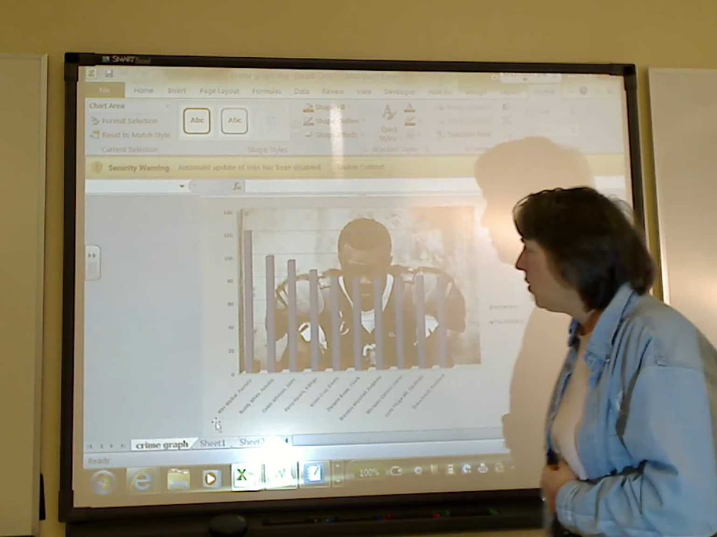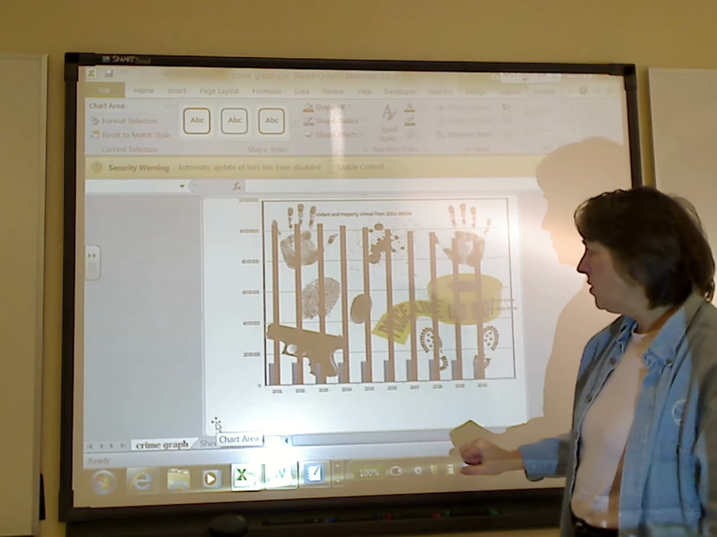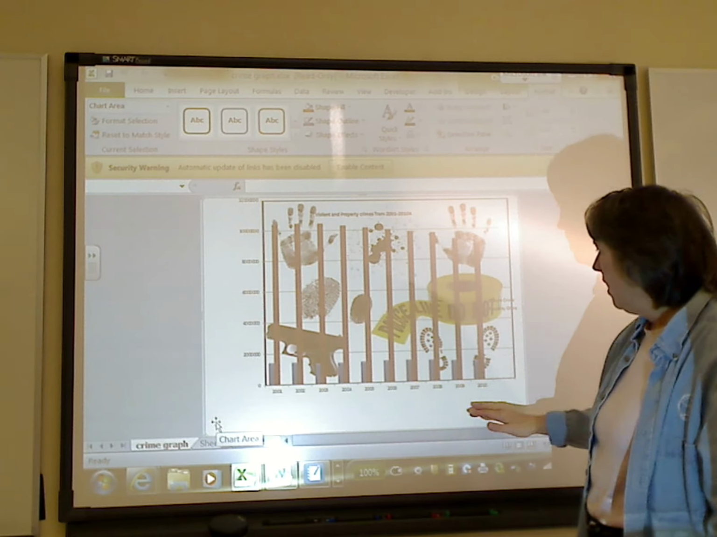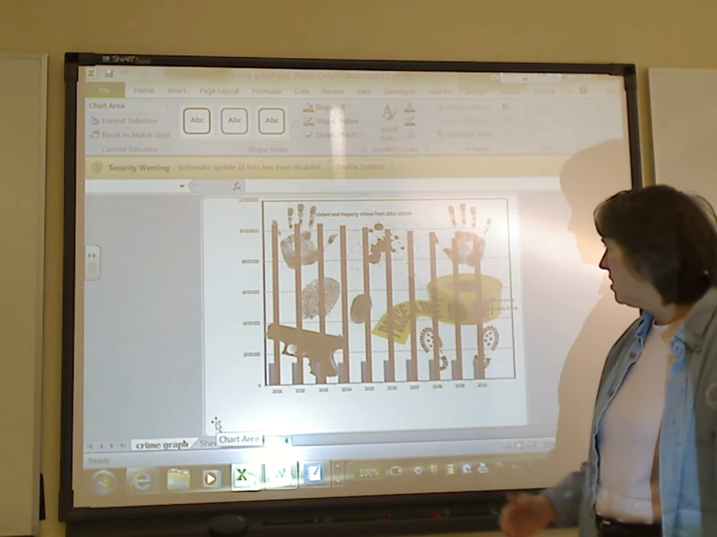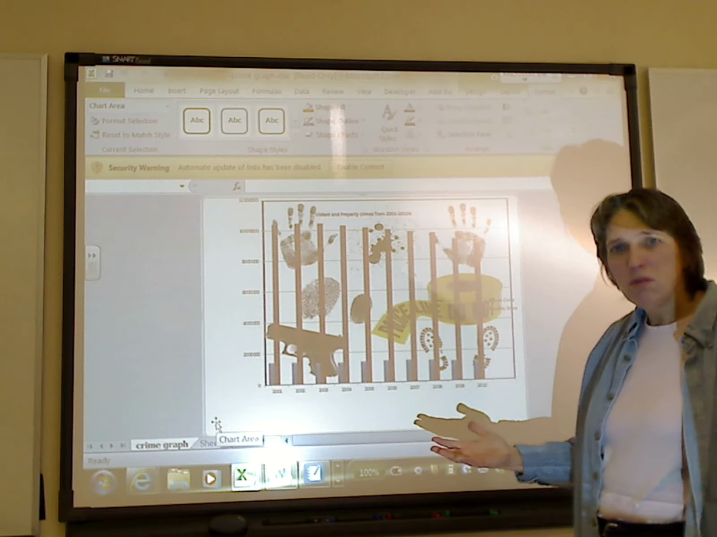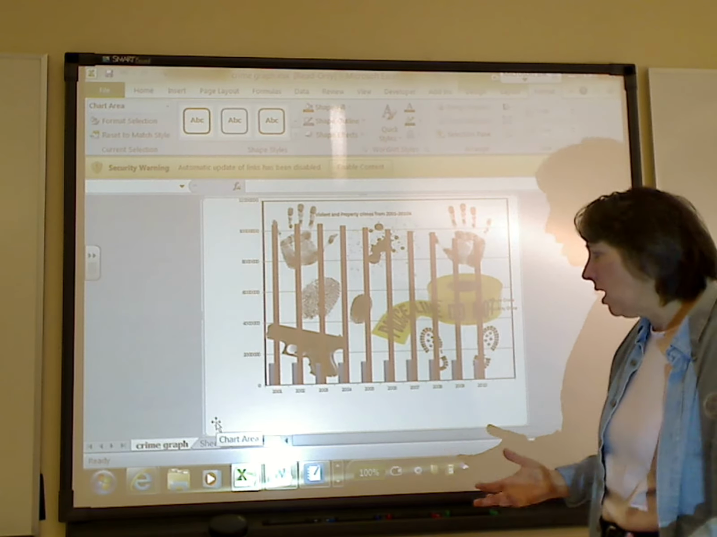This is a crime graph. Violent and property crimes and how it's changed. It really has been pretty stable over the years, but it doesn't say, wait, this is national numbers, or is it one city? Is it a couple of cities?